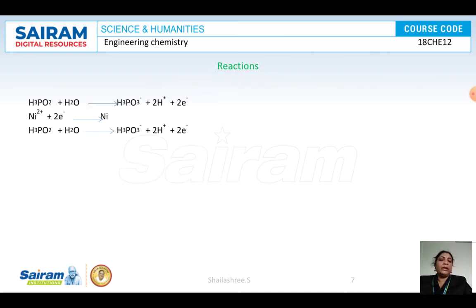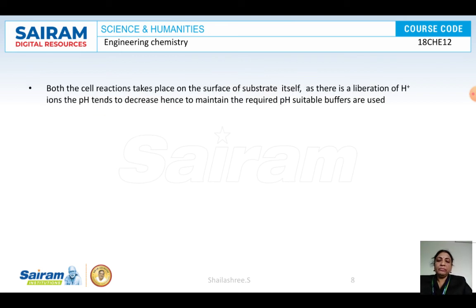The reactions taking place in nickel electroless plating are as follows. H3PO2 reacts with water to form H3PO3 plus hydrogen ions with electrons. The liberated electrons are accepted by the nickel ions, which get converted into elemental nickel that gets coated on the substrate to be plated. So the overall reaction: when H3PO2 reacts with water, H3PO3 is formed with the hydrogen ions. Both reactions take place on the surface of the substrate itself.